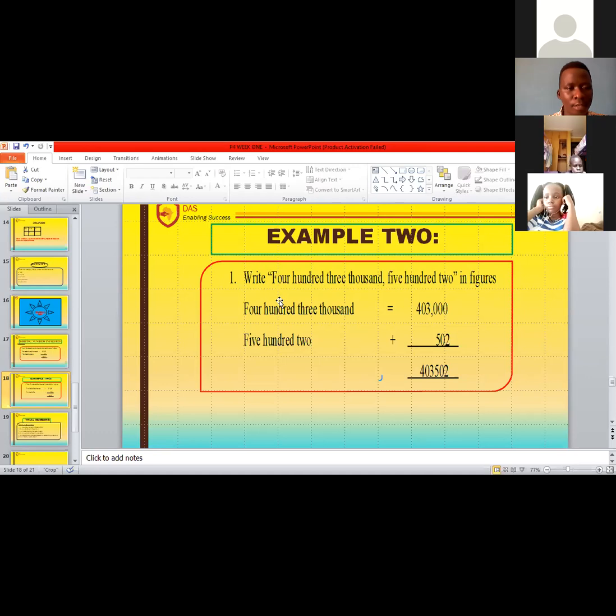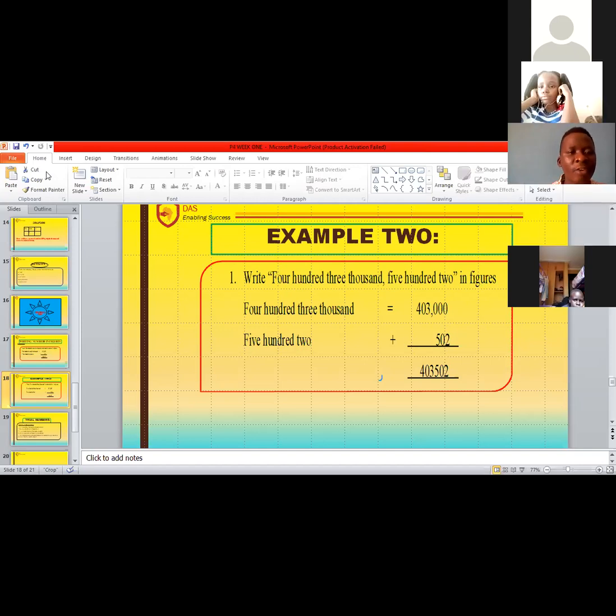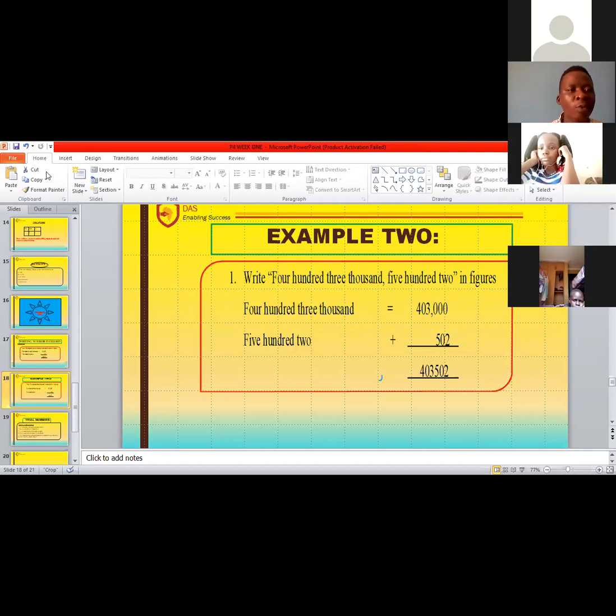Okay, Kasova, read for me example 2. Write 400,3,502 in figures. Can you read it again, Kasova? Write 400,3,502 in figures. All right, thank you, Kasova. There is someone who has been assisting you. Nakamate, can you read it again? Thank you, Kasova. I now want to give chance to Nakamate. Nakamate, can you read alone? 400.